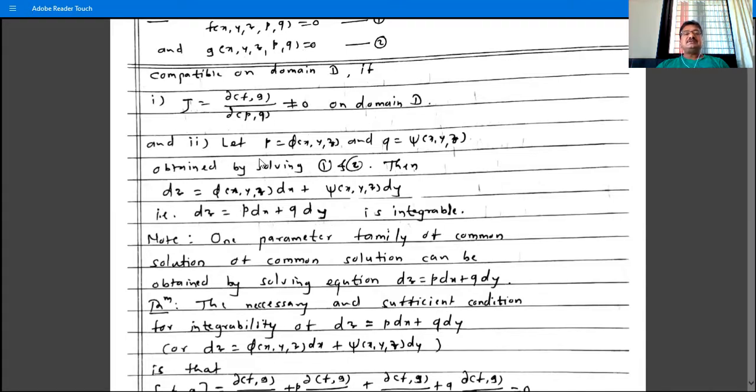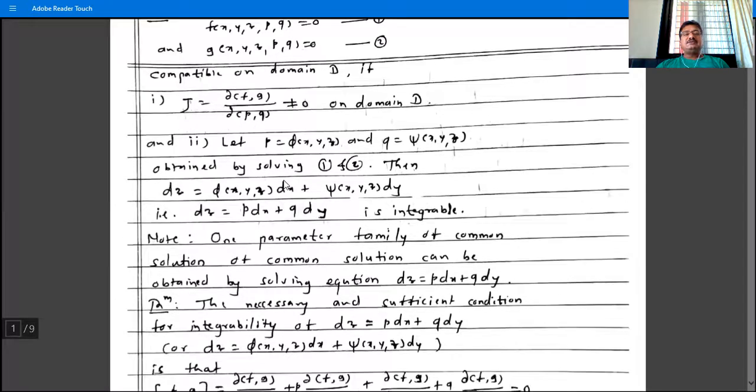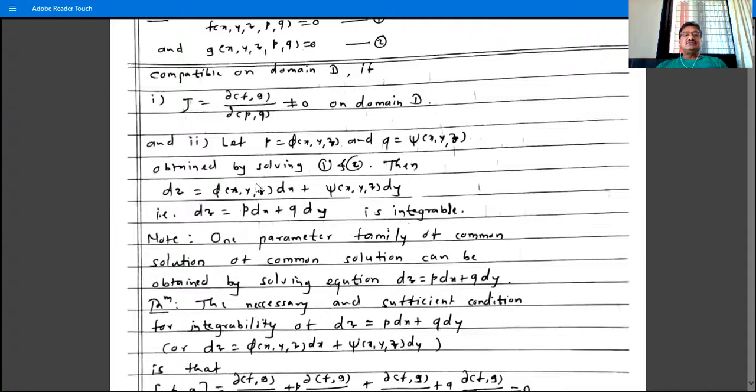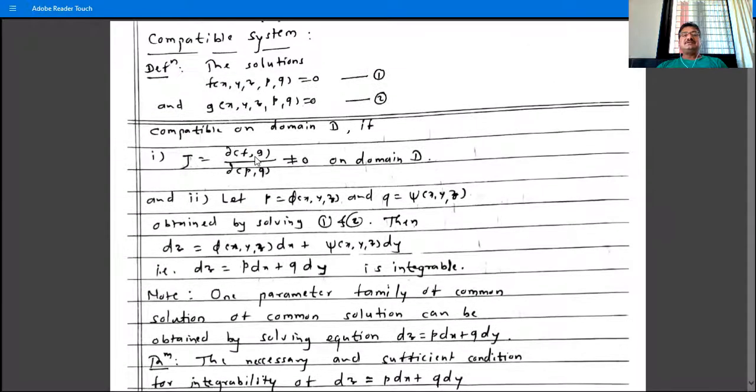So if these two conditions are satisfied by these two solutions 1 and 2, then we say these two solutions are compatible. Note: a one parameter family of common solution can be obtained by solving the equation dz = p dx + q dy. This is the procedure to obtain the one parameter family of common solution. That is, we have to solve this differential equation dz = p dx + q dy. So this is the definition of compatible system or compatible solutions.